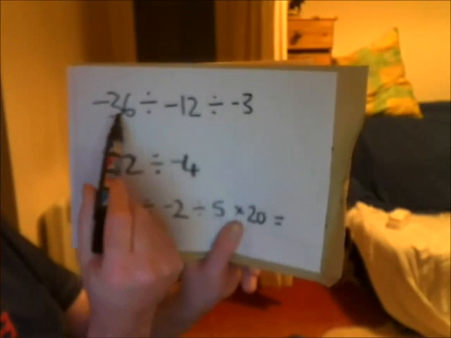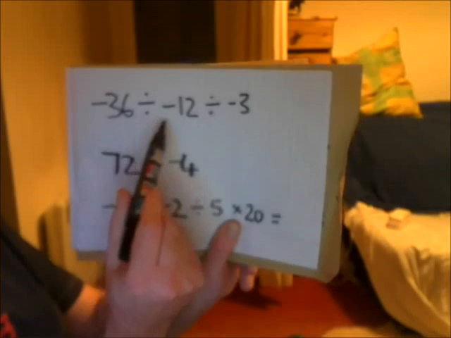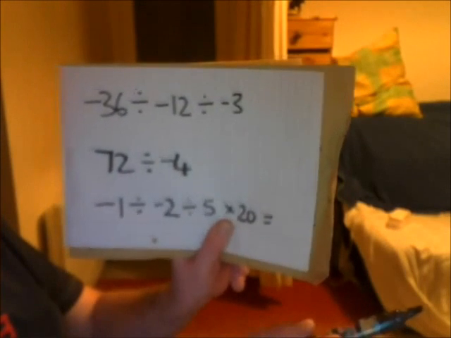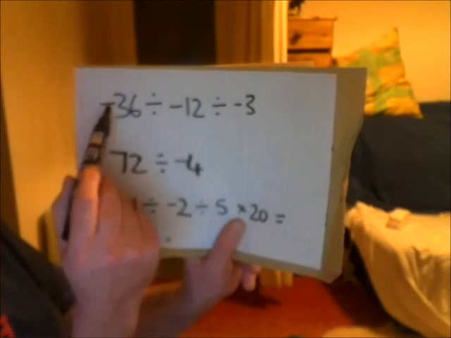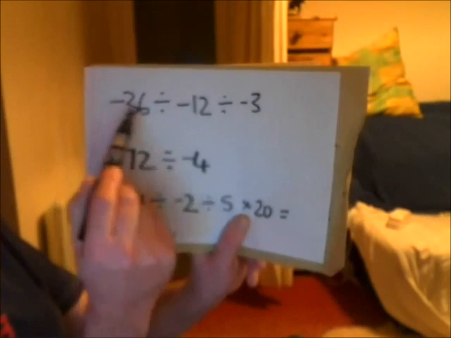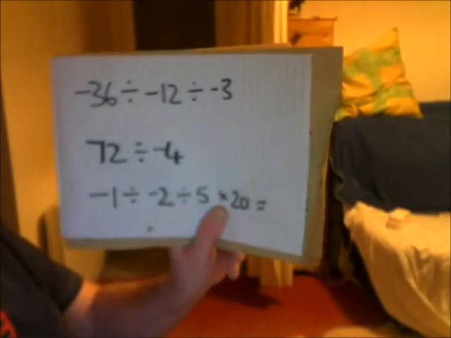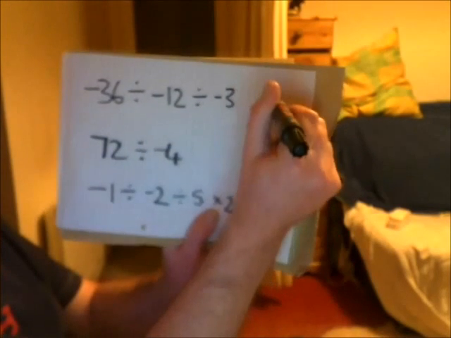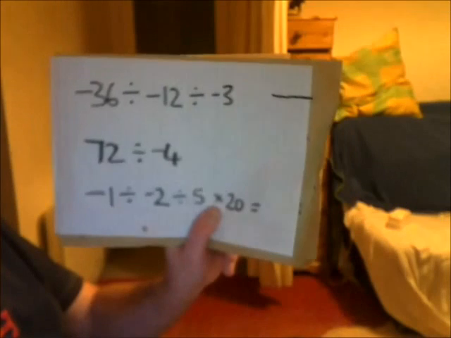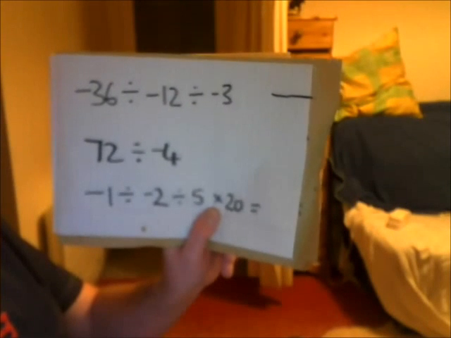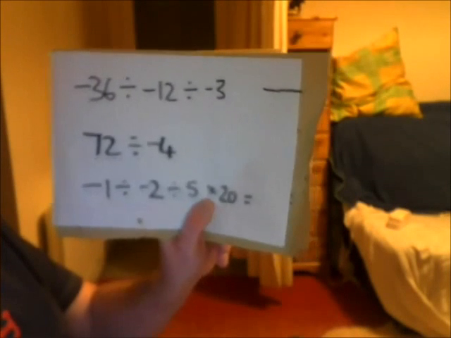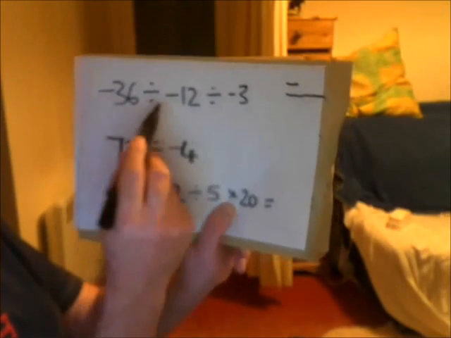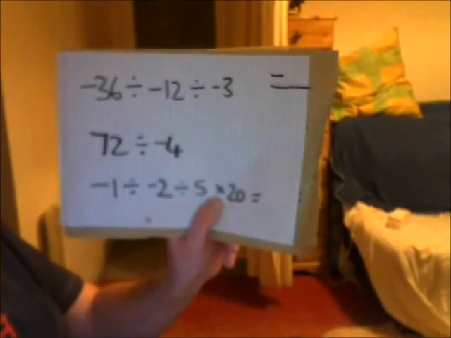Question 1. Negative 36 divided by negative 12 divided by negative 3. The first thing you ask yourself is, how many negatives are we looking at? We're looking at 1, 2, and 3. So, will we have a positive answer at the end or a negative answer? We will have a negative answer because we are dividing by 3 lots of negatives.